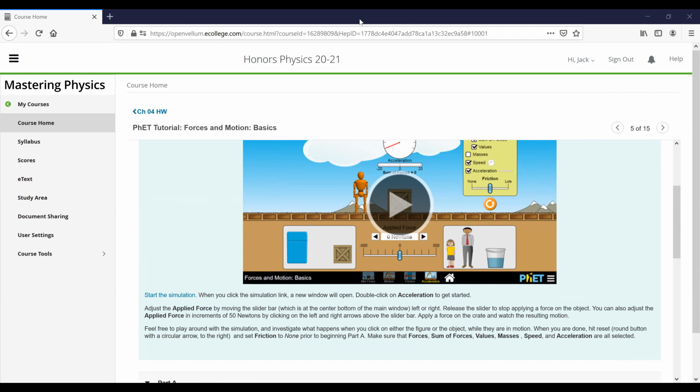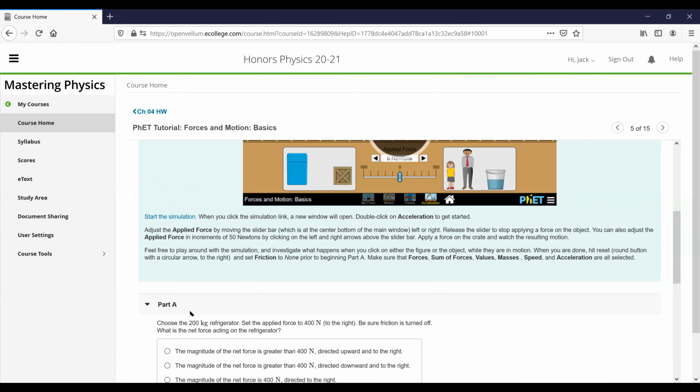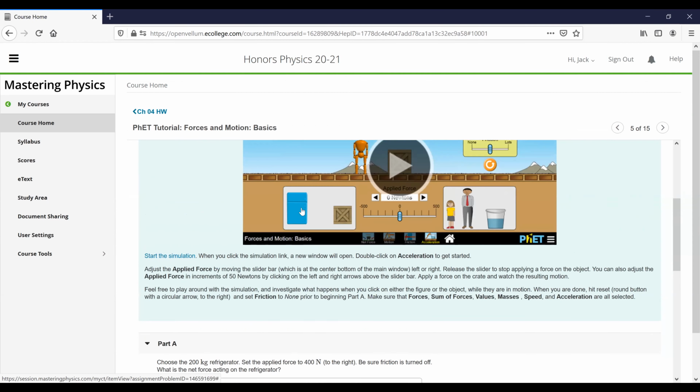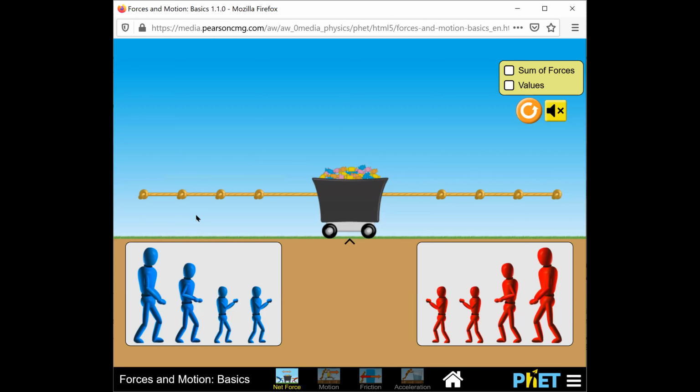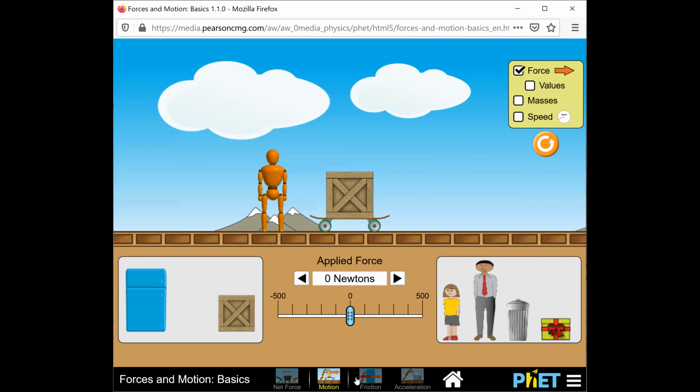Are you still seeing the window? Because the new window popped up. Okay. No, wait, I'm not seeing the new window. Choose the 200 kilogram refrigerator. Okay. Let me do a new share. Okay, so you're seeing this now, hopefully.